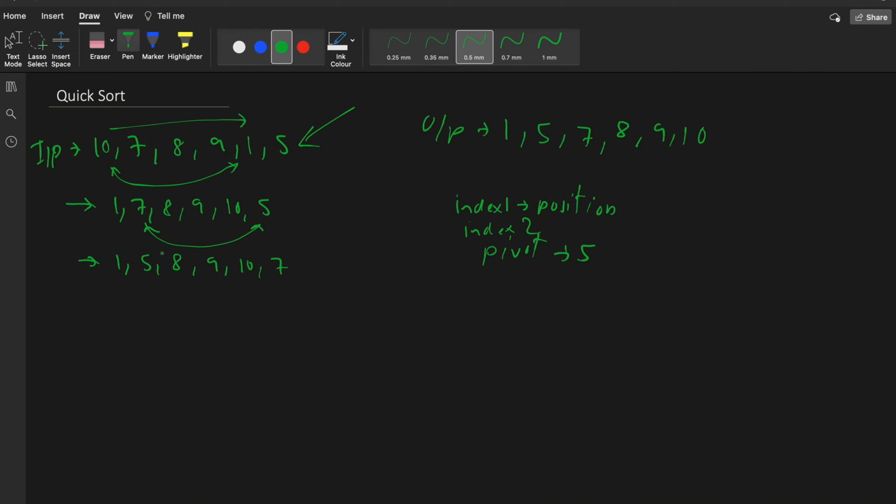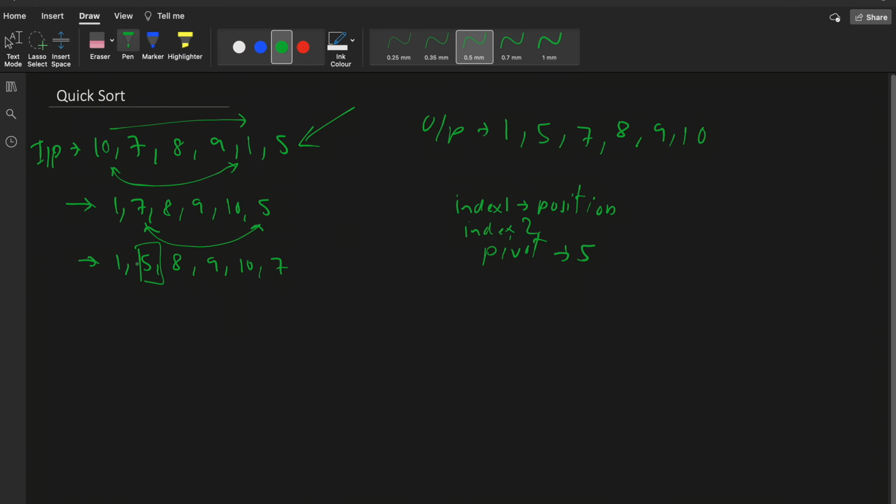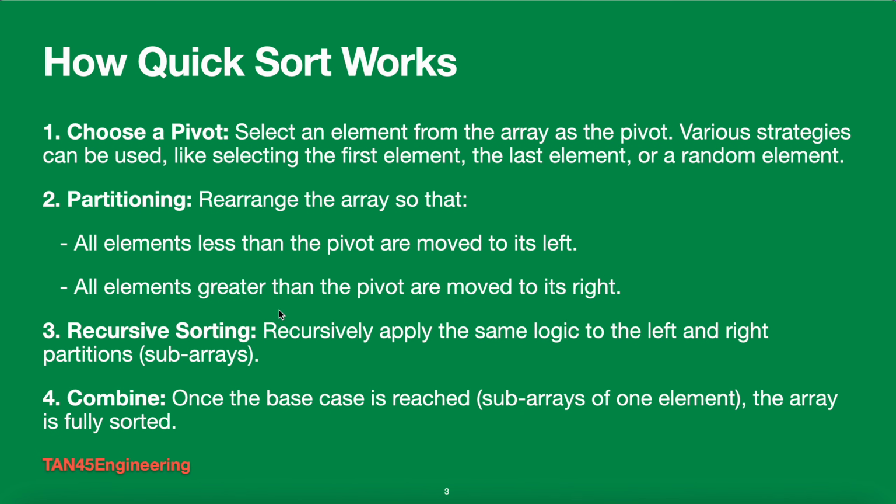We'll return this position to the next step, and now we want to perform the process again. All elements less than the pivot are moved to its left, all elements greater than the pivot are moved to its right. That is correct, right? All the elements on the left are smaller than 5, all elements on the right are greater than 5. So up till here we are sorted. Now recursive sorting: recursively apply the same logic to the left and right partitions. Combine: once the base case is reached, that is subarrays of one element, the array is fully sorted.